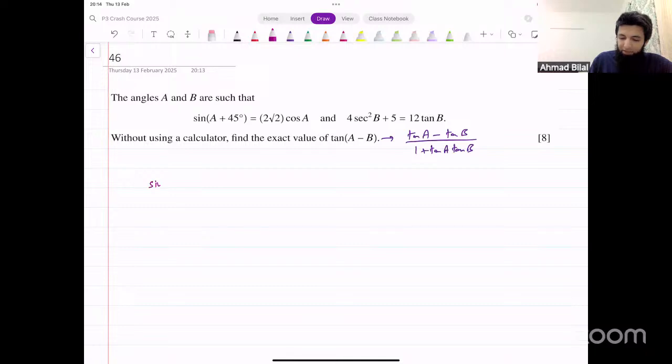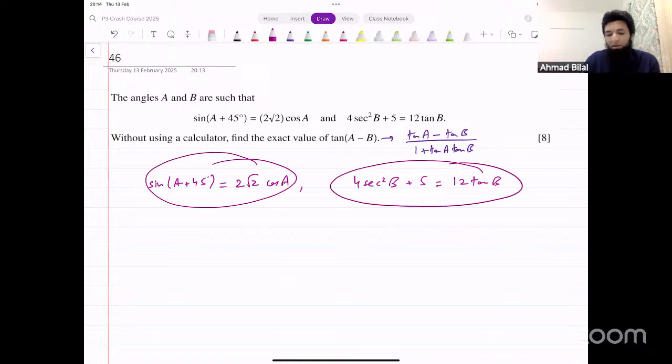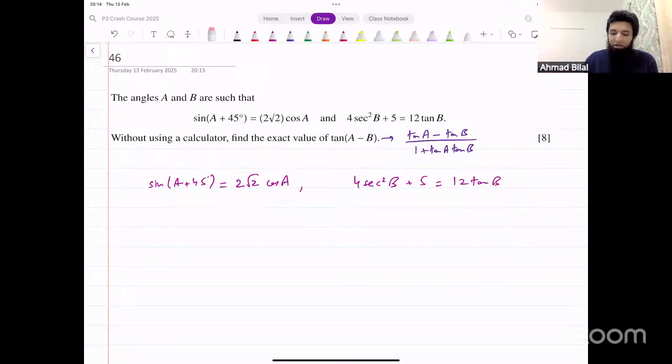One equation that we have is sine of (A plus 45 degrees) equals 2 square root of 2 times cos of A. And another equation that we have is 4 secant squared B plus 5 equals 12 tan of B. Now, these are not simultaneous equations as such because this equation only has A and this equation only has B. So we can just solve them separately and find tan A and tan B from them.